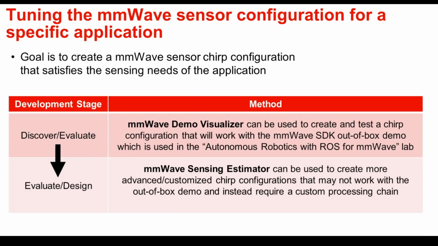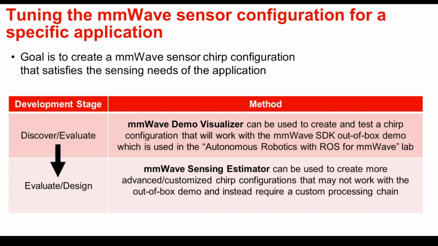The first is more applicable to the initial discovery and evaluation development stages and uses the mmWave demo visualizer tool described in the first portion of this training. This method can be used to quickly create and test a chirp configuration that will automatically work with the mmWave SDK out-of-box demo, which is used in the Autonomous Robotics with ROS for mmWave lab.